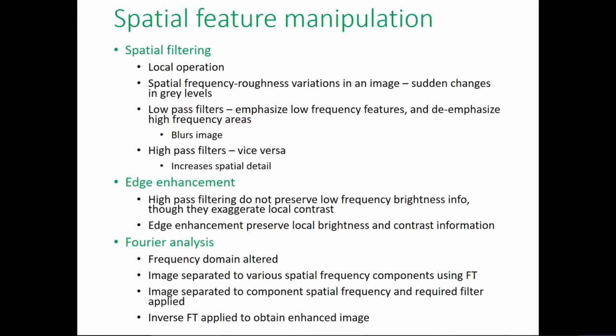Hope it is clear. So the next method is spatial feature manipulation. In spatial feature manipulation, you have four different methods: spatial filtering, edge enhancement, Fourier analysis, and convolution. So let us start with spatial filtering. Again, it is a local operation. The spatial frequency is the roughness variation in an image, where you have sudden changes in gray levels. So you apply two different filters here. One is a low pass filter, the other one is a high pass filter.